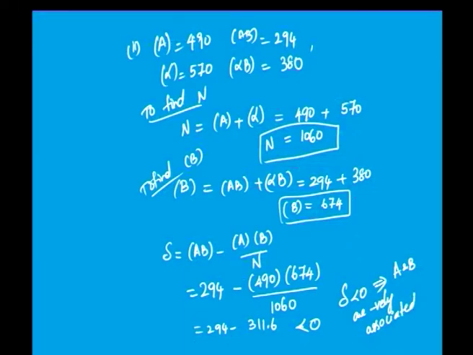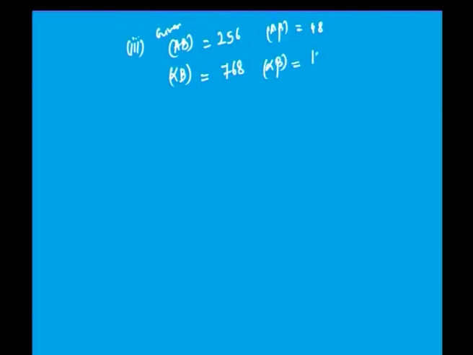Negatively associated. This is the conclusion we arrive at for the second subdivision. For the third subdivision, you are given AB is equal to 256, alpha B is equal to 768, A beta is equal to 48, alpha beta is equal to 144. Except AB, no value is given directly. So, we have to find out everything.